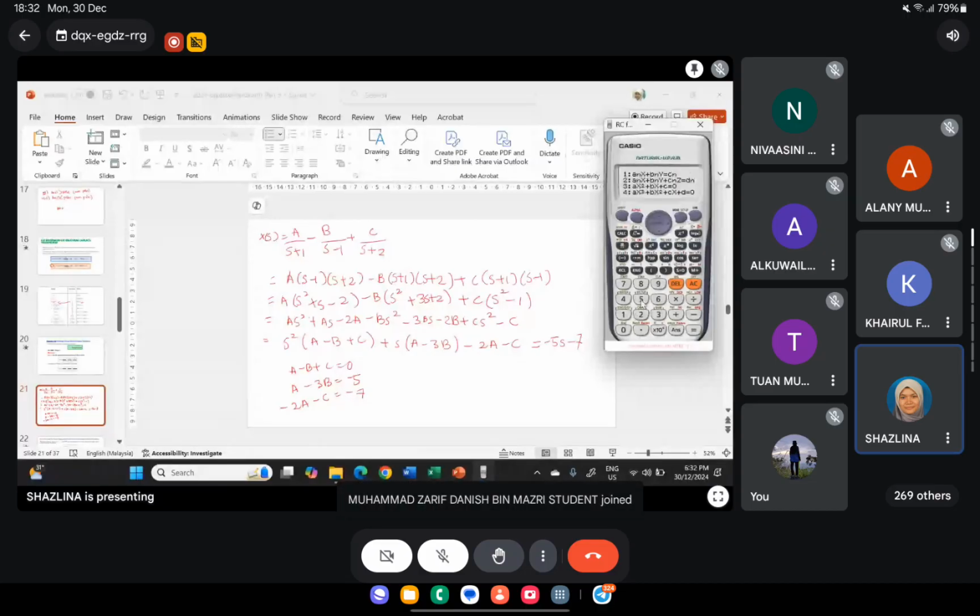Okay, let's do it again. Number 2. A is 1, B is minus 1, C is 1, D is 0. Second one, A is 1, B is minus 3, C is 0, D is minus 5. The third one, A is minus 2, B is 0, C is minus 1, and D is minus 7. So you will get A is 4. Is that right?